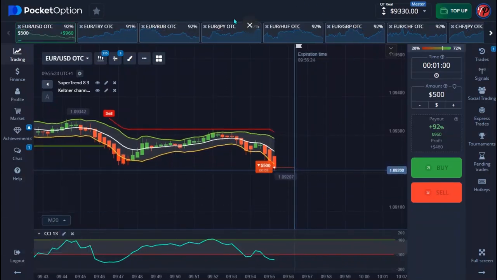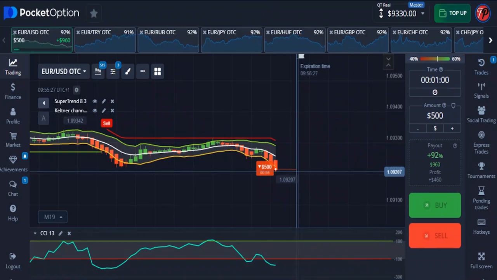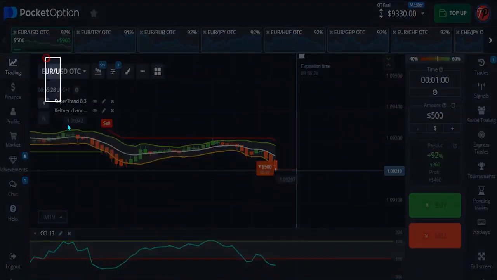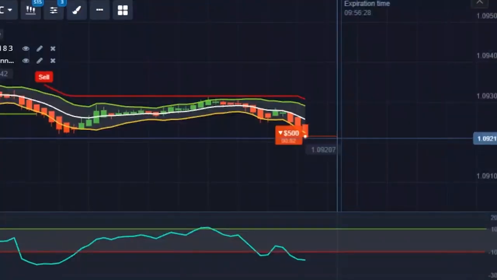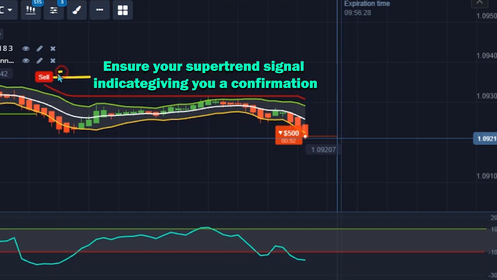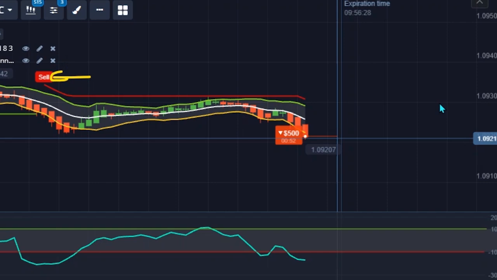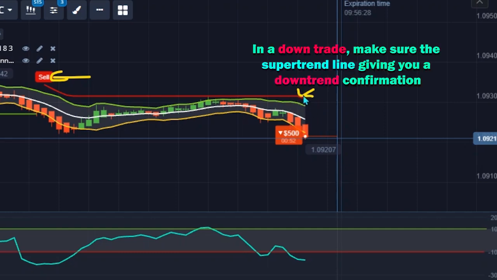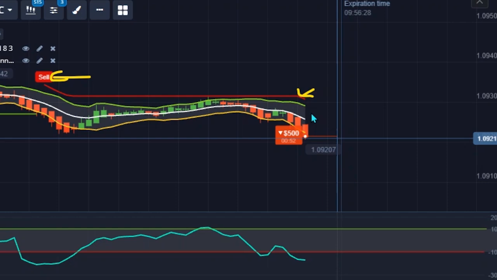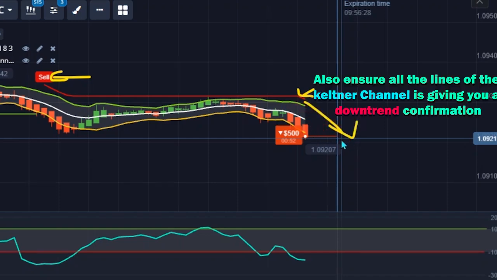Over here I'm going to explain in detail how this strategy works. Let me grab my tool so that I can mark this position out and then explain. Anytime you're going for a downtrend, the number one thing is to make sure that your Supertrend gives you a signal, and not only that, make sure that the confirmation of a downtrend has happened. Make sure your Supertrend line is giving you a confirmation of a downtrend. The second thing is to make sure that all the lines of your Signal Channel are also giving you the confirmation of a downtrend. Make sure that the green, the white, and the yellow lines are all giving you a downtrend confirmation.